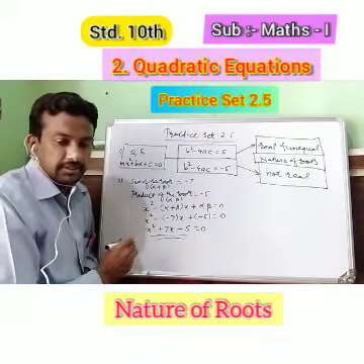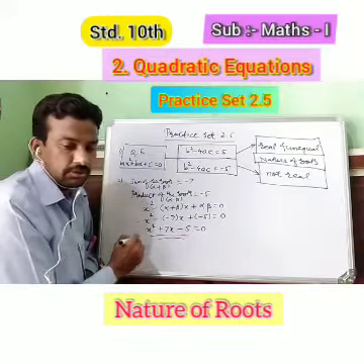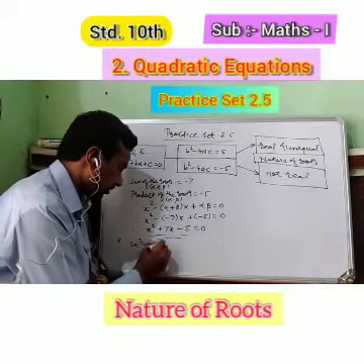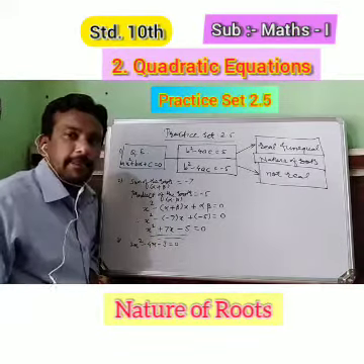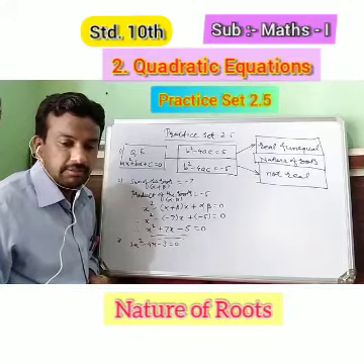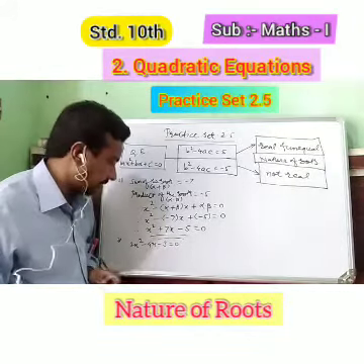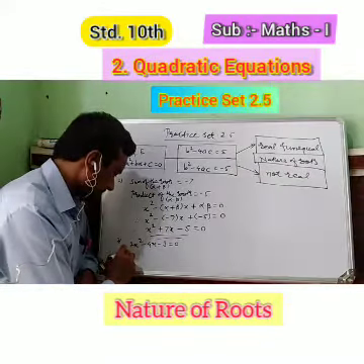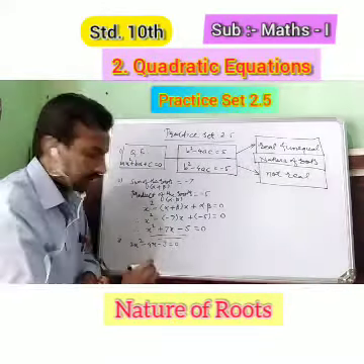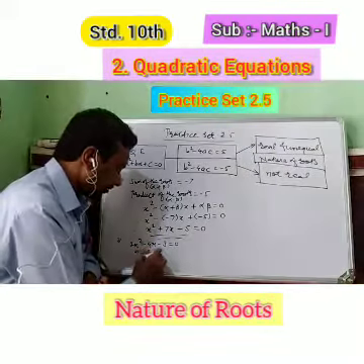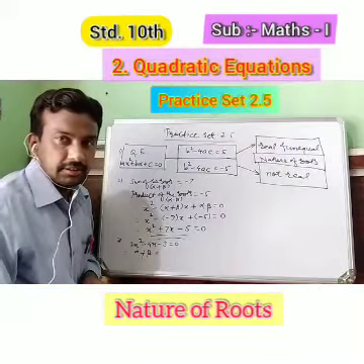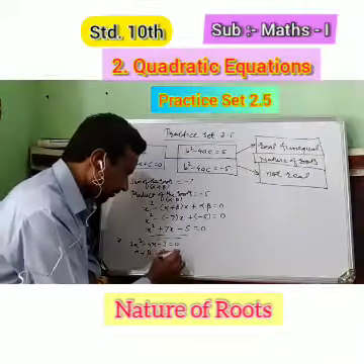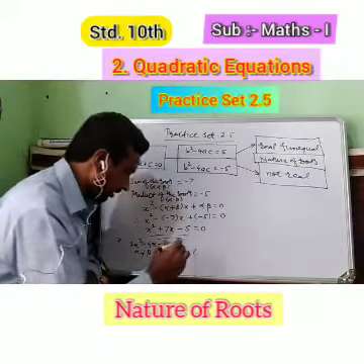Now, if alpha and beta are roots of the following quadratic equation, third example is given. Alpha and beta are the roots of 2x square minus 4x minus 3 equal to 0. Then find alpha plus beta and alpha into beta. This is given. Find out the value of alpha plus beta and the value of alpha into beta.